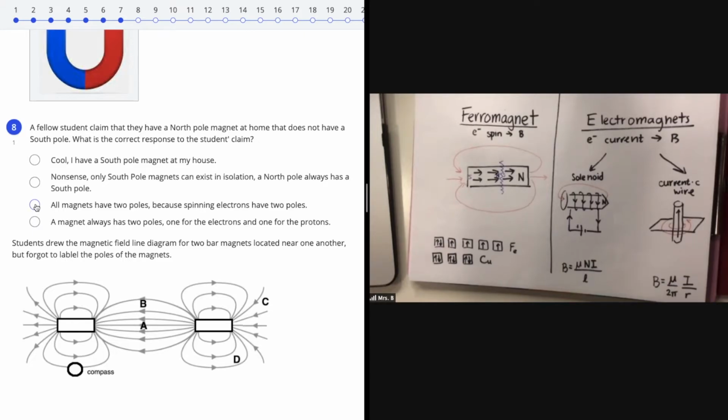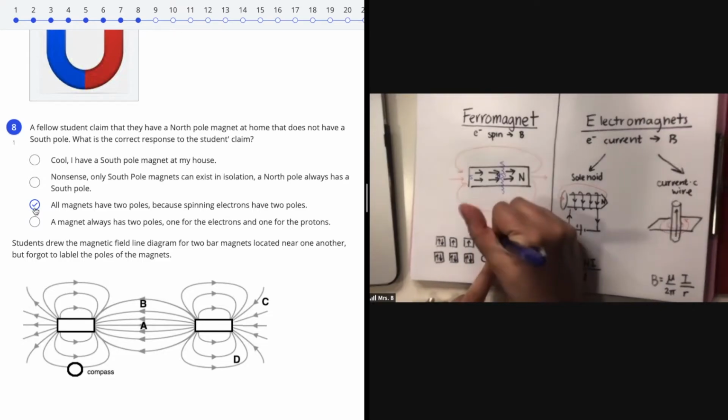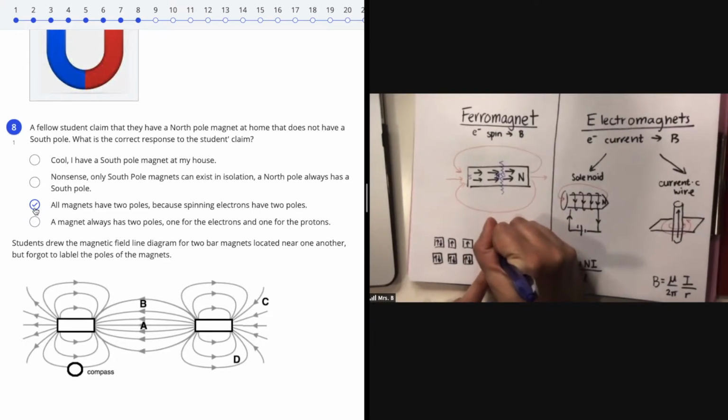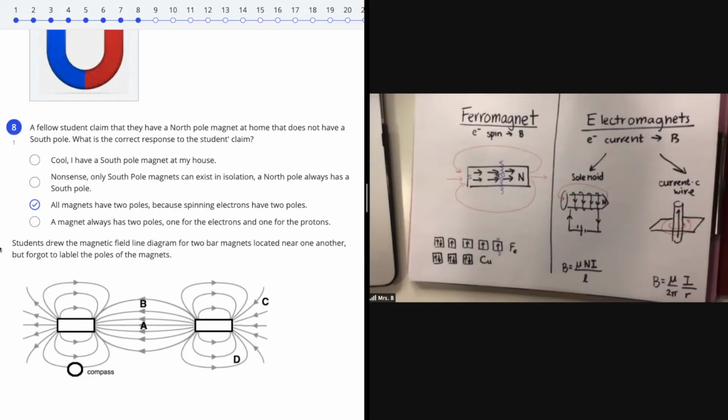I would pick 8C. All magnets have 2 poles because spinning electrons have 2 poles. If you can imagine this one spinning electron as having a north pole and a south pole, then that one spinning electron is its own little mini magnet.